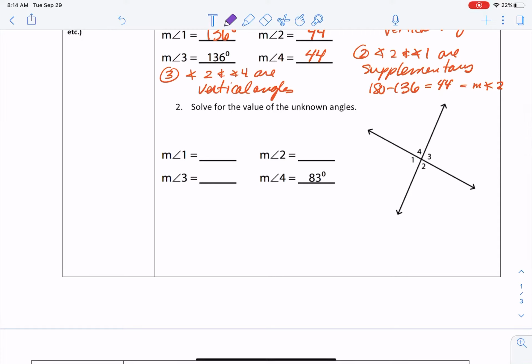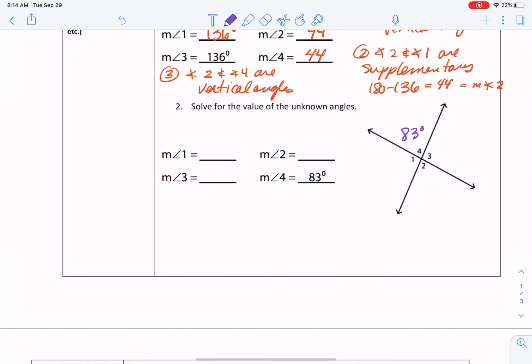Number 2 is similar. Solve for the value of the unknown angles, and I'm given that angle 4 is 83 degrees. So I can start by saying that angle 4 and angle 2 are vertical angles. That means that angle 2 is 83 degrees.